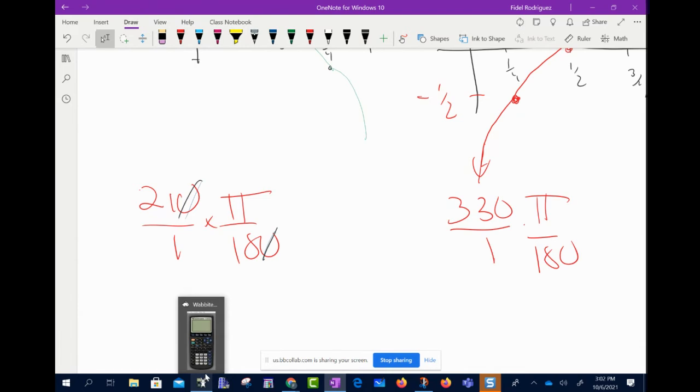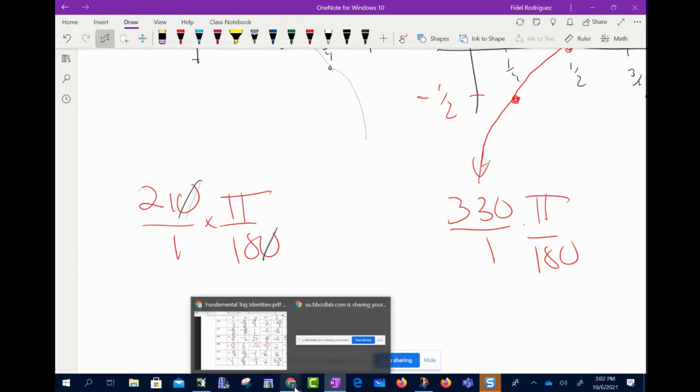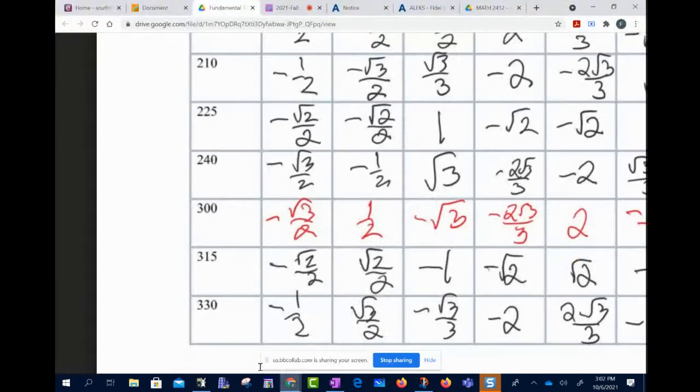Okay, say it again now. Your question is, how do I convert this? I don't know if the calculator will give you both answers. That's why I'm using my table, because it's really easy for me just to look at this and see what my answers are.